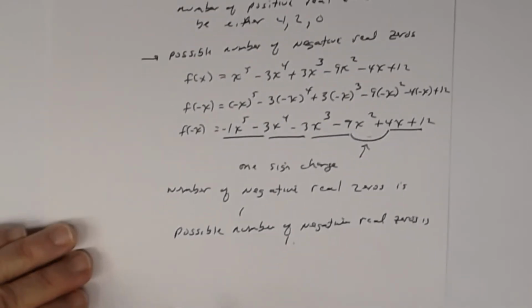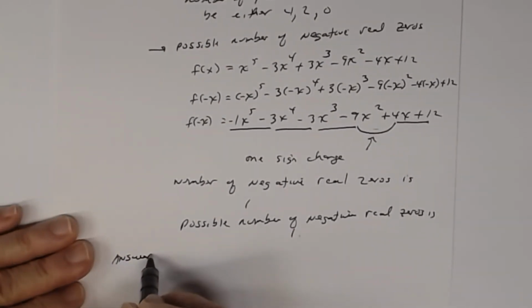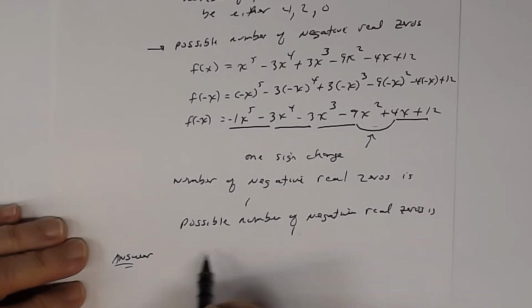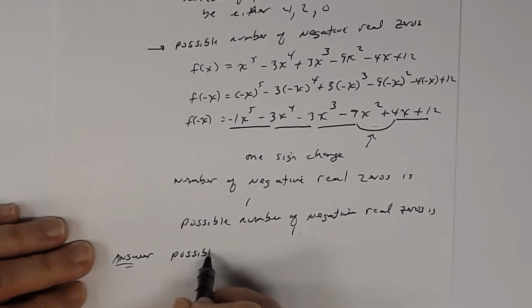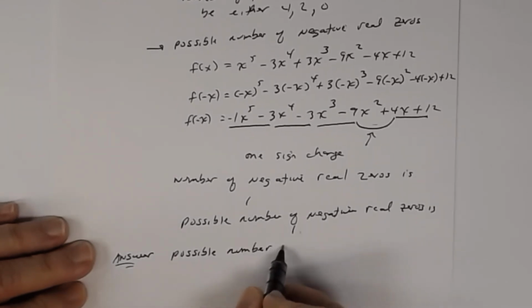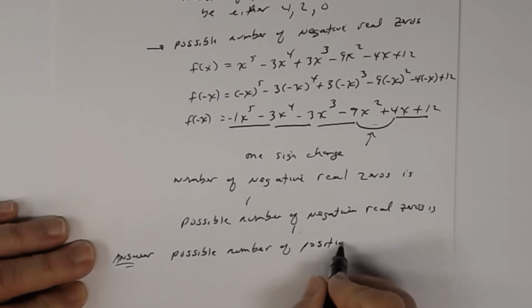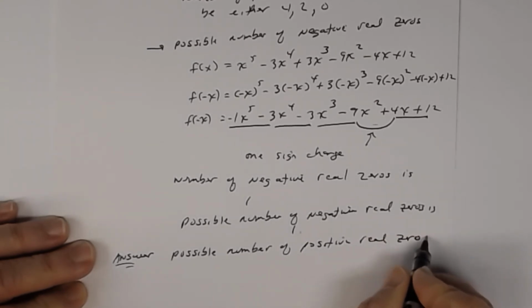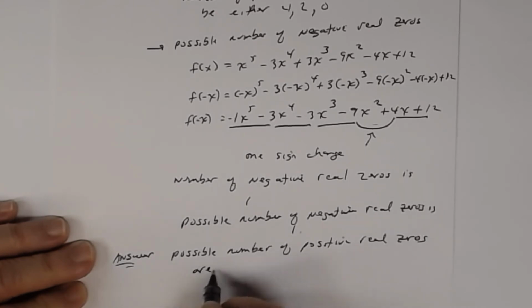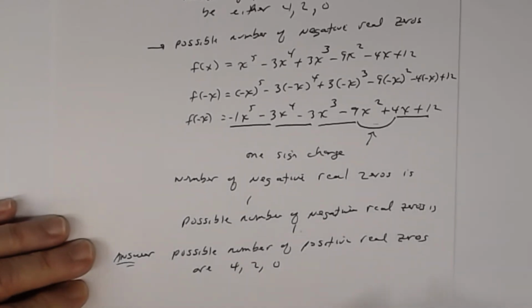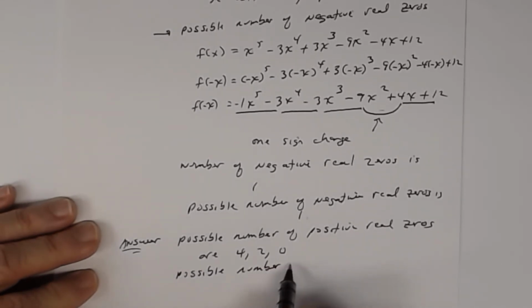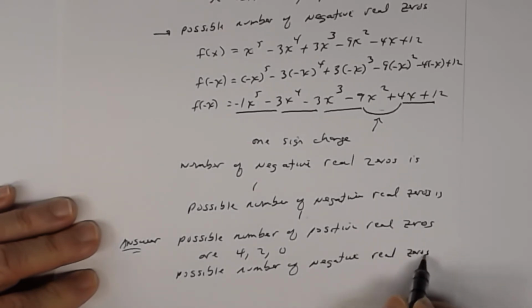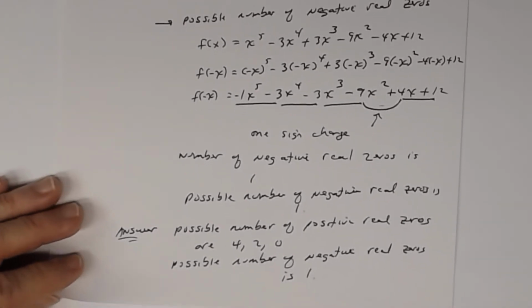Now let's talk about how you're going to write the answer. So the answer, you're just going to say the possible number of positive real zeros are 4, 2, or 0. The possible number of negative real zeros is 1. Okay.